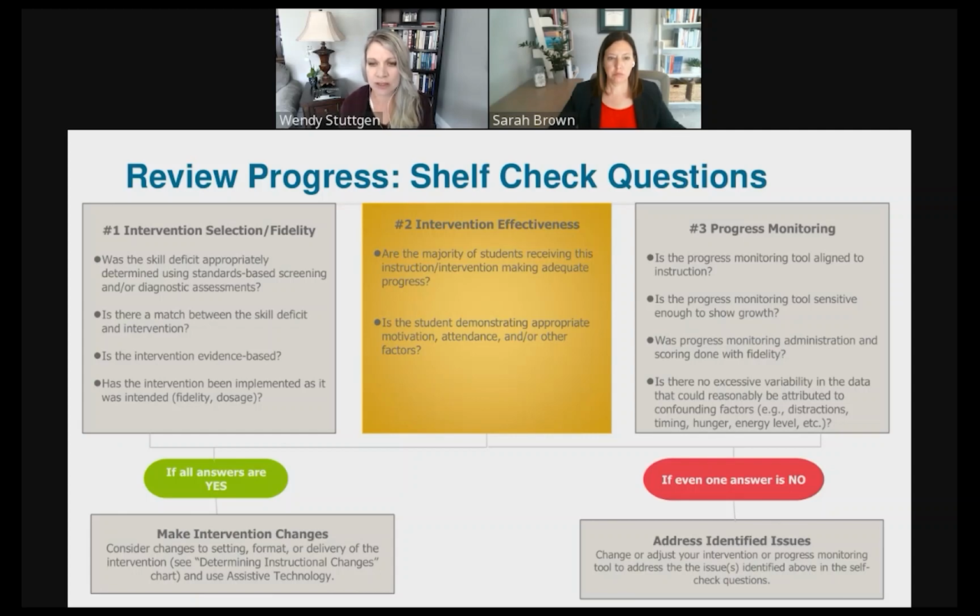Now, if the majority of the students in the intervention group are making adequate progress, then the student who shows minimal response to Tier 2 moves to Tier 3, where more intensive and individualized supports are added. So increasing the intensity of an intervention at the Tier 3 level can be accomplished in a number of ways, such as lengthening instructional time, increasing the frequency of instructional sessions, reducing the size of the instructional group, or adjusting the level of instruction.